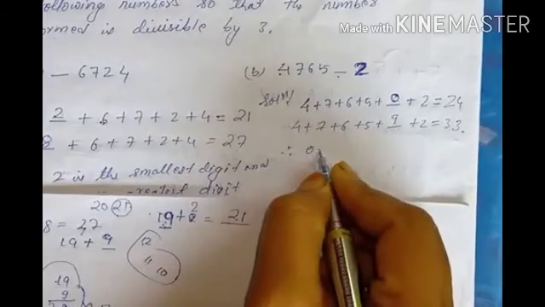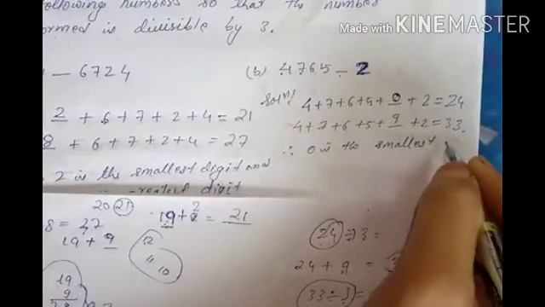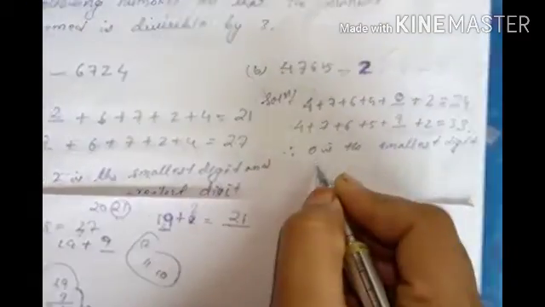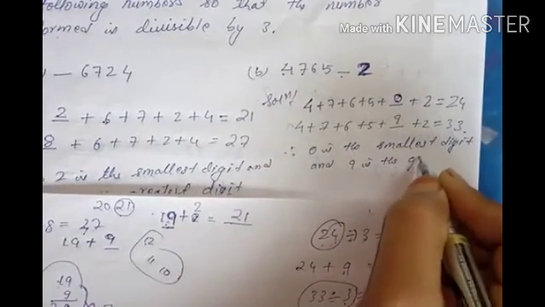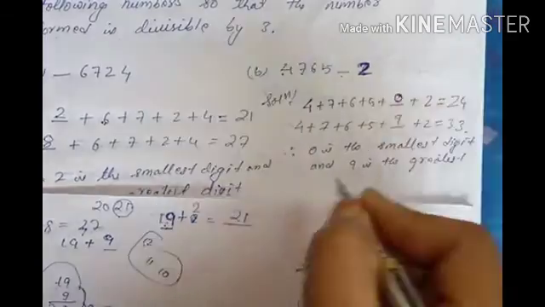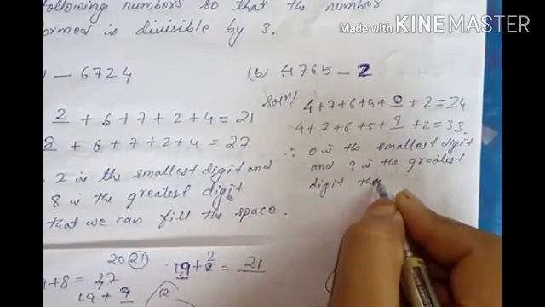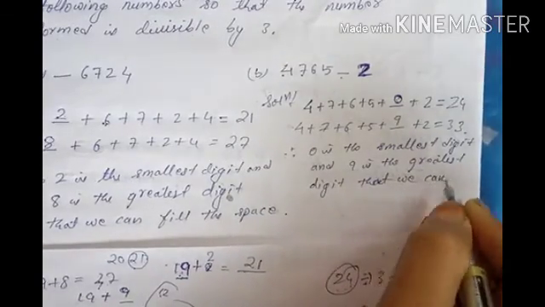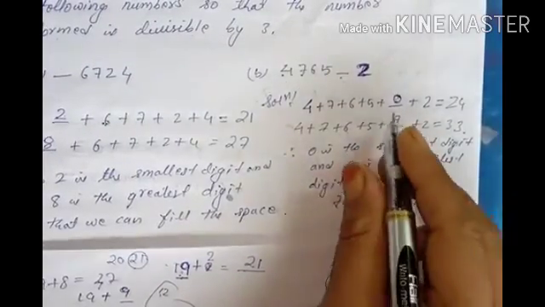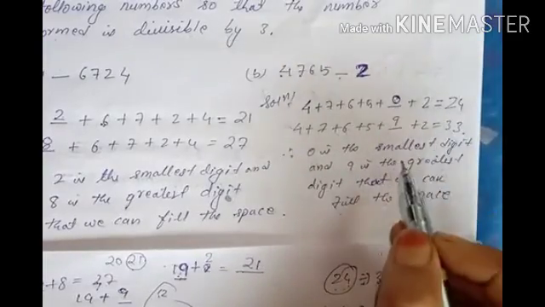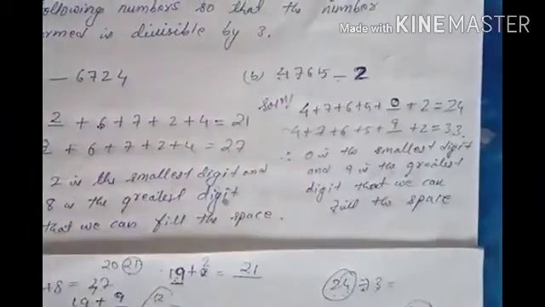Therefore 0 is the smallest digit, and 9 is the greatest digit that we can fill in the space. So in the blank space, if you put 0, it will become the smallest number divisible by 3, and if you put 9, that will be the greatest number divisible by 3.